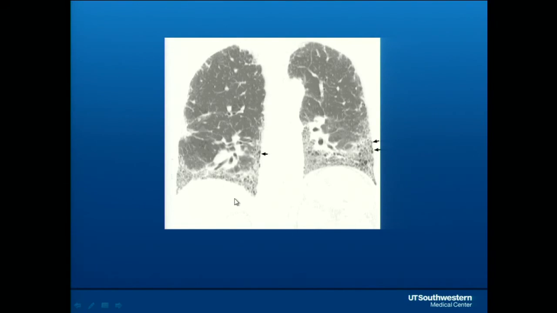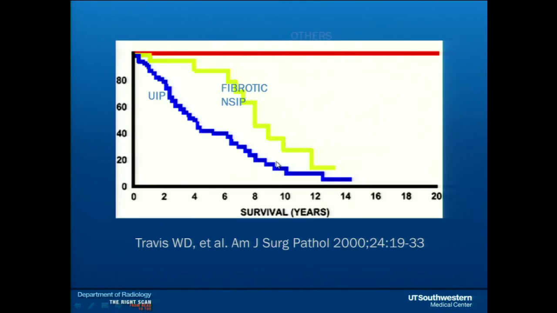As we can see on this coronal image, the fibrotic changes are predominantly in the lower lobes, and there's a lot of honeycombing. And this pattern is very consistent with UIP pattern disease. And it is important to know this because this portends a very poor survival, as you can see on this graph, compared to the fibrotic NSIP pattern, which has a much higher survival rate.